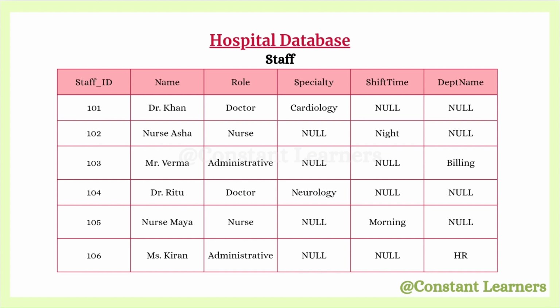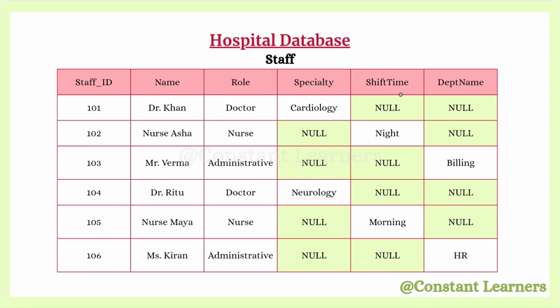So this creates 4 critical problems. First is too many null values. See, for the doctor, we need the specialty department, doctor cardiology, doctor neurology. But for nurse and administrative, it's going to stay empty.